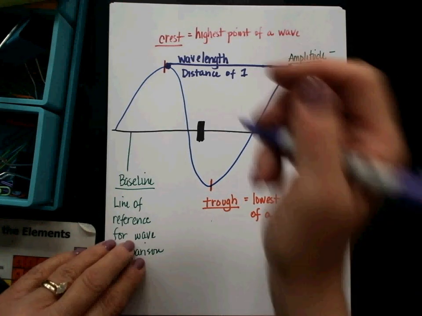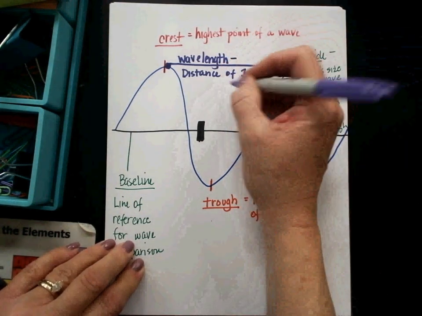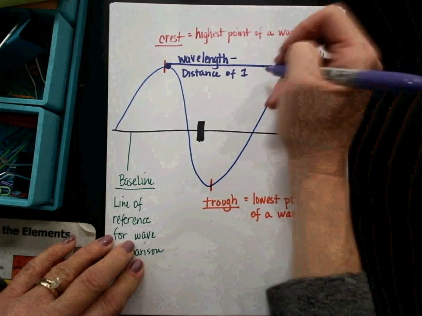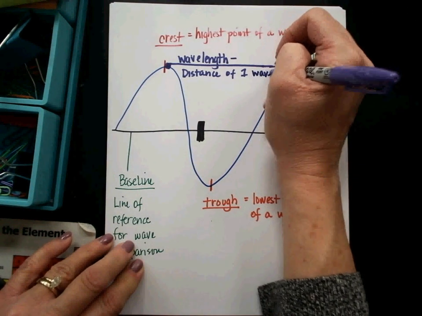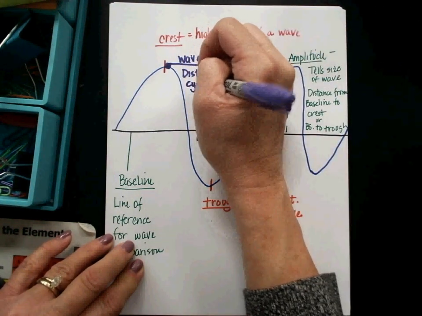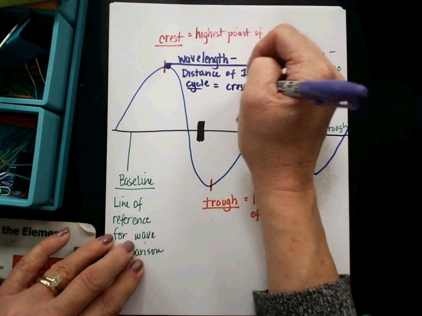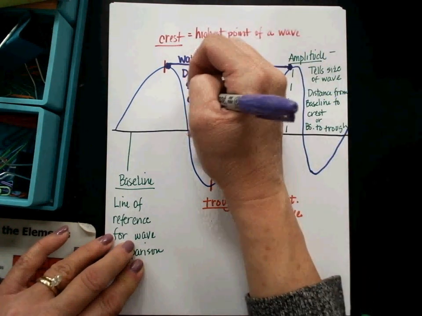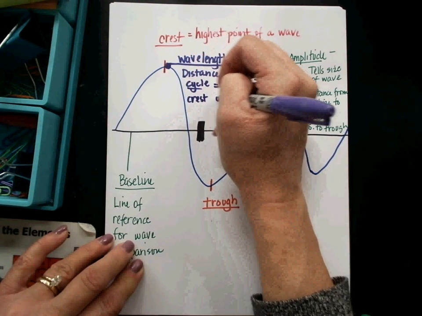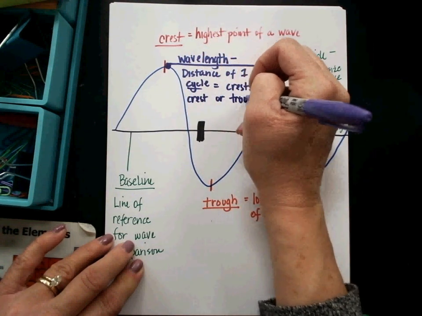Okay, so now we're back. Distance of one, we call it a wave cycle, which equals crest to crest or trough to trough.